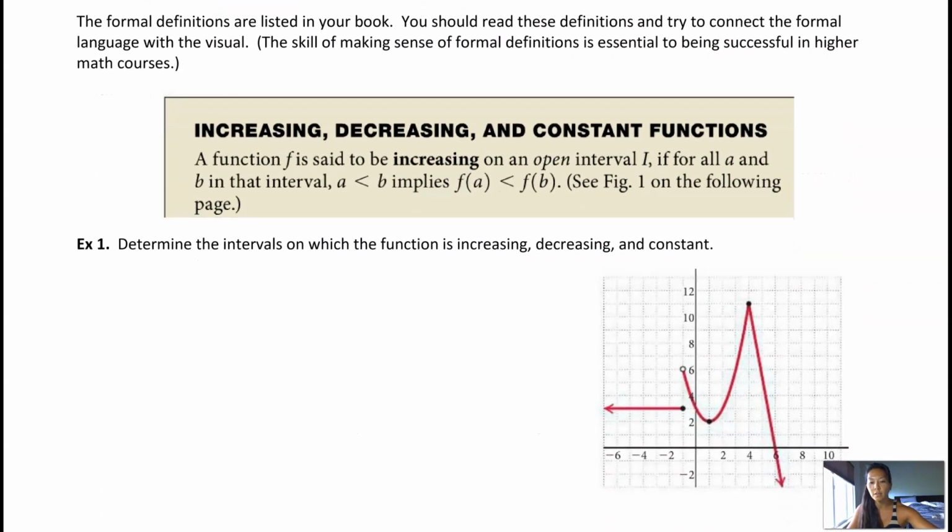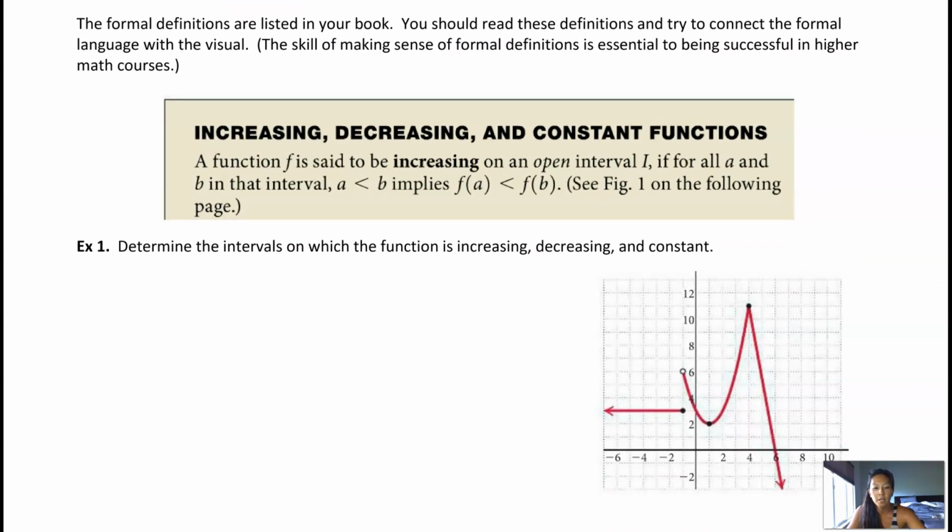Now this is the formal definition from your textbook. The formal definition says that a function is said to be increasing on an open interval, which just means not including the endpoints, for all a and b such that a is smaller than b, so you're traveling in your x values from a to b, it implies that f of a is going to be smaller than f of b. So if we're going from left to right, from a to b, you go from f of a to f of b. It's going to be increasing.